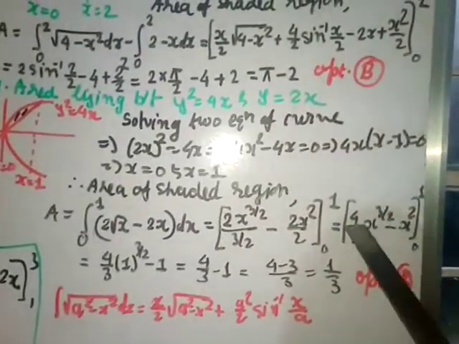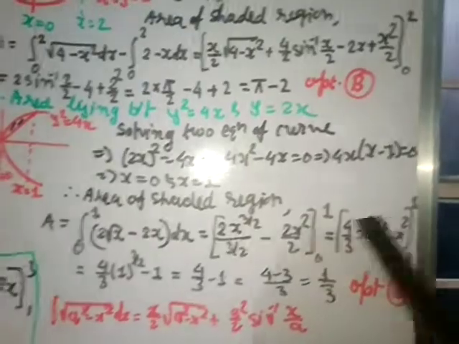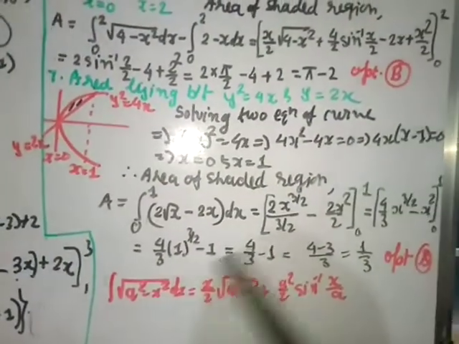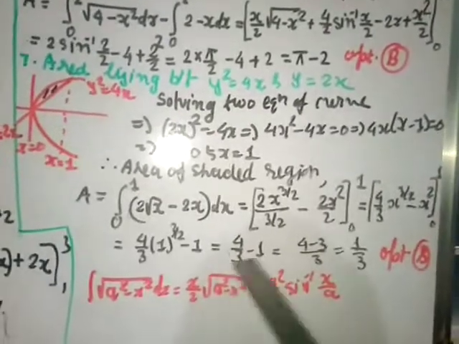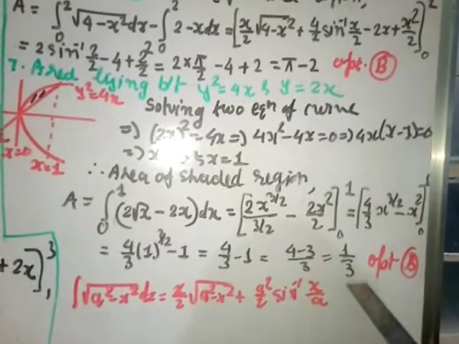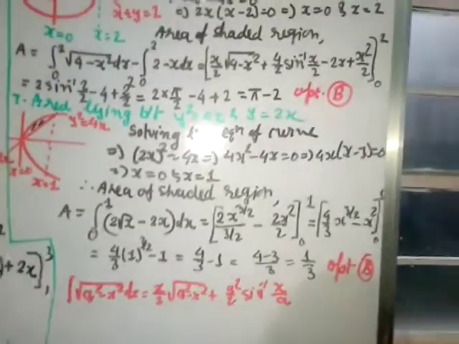When you put 0, it will be 0. Put the upper limit, then 1 and 1. So 4 by 3 into 1 power 3 by 2 minus 1 square. 1 square is 1. 1 power 3 by 2 is also 1. So we get 4 by 3 minus 1. Take LCM, 4 minus 3 by 3 equal to 1 by 3. So that is the answer, and the option is B. So it is the answer for question number 7. We'll stop here. Thank you very much.